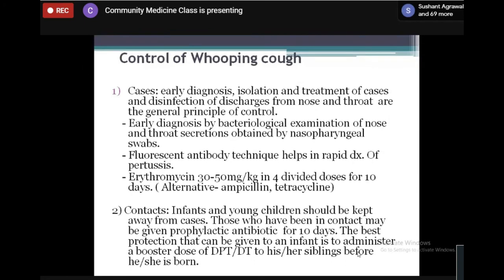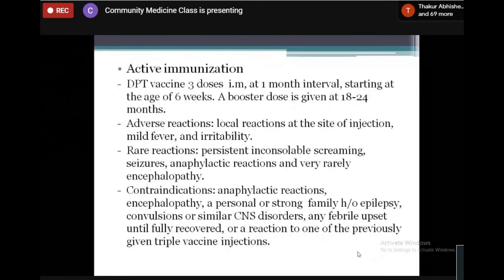And the best protection is, if the child has siblings, to give vaccination to his or her siblings before another baby is born. The first child should be vaccinated as soon as possible, I mean during infancy. So active immunization is the best method to prevent this disease.